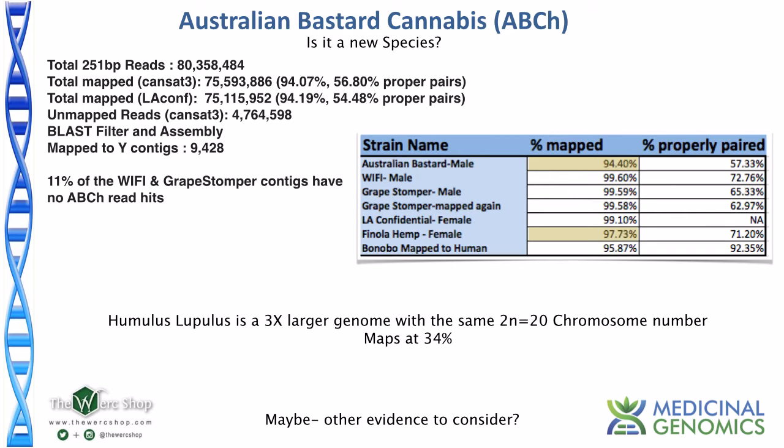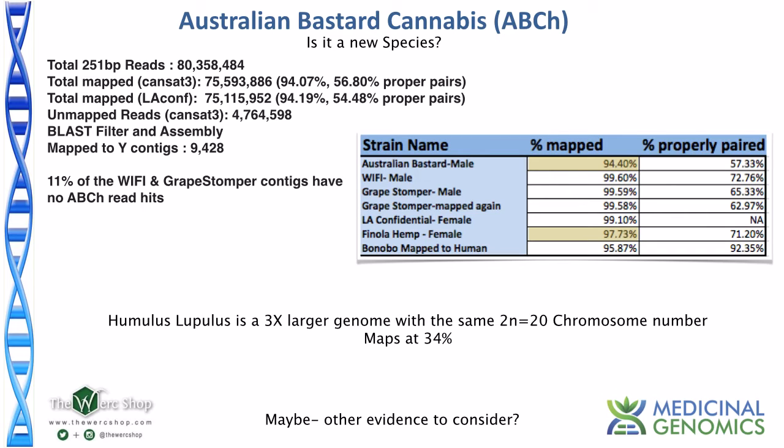And that difference is likely the Y chromosome, and there's a whole other presentation we have on deriving the Y chromosome from Wi-Fi and from Grapesnapper. But if you take Grapesnapper, which is a male, and you map it with a different mapping algorithm, the numbers don't change very much, so the algorithms aren't playing a big role here.